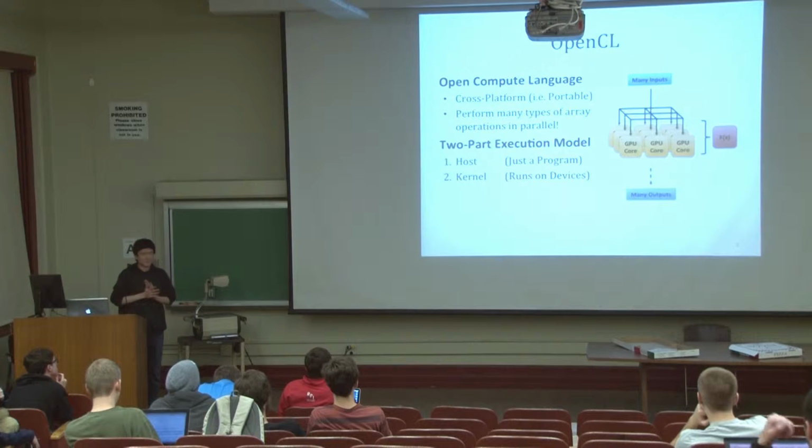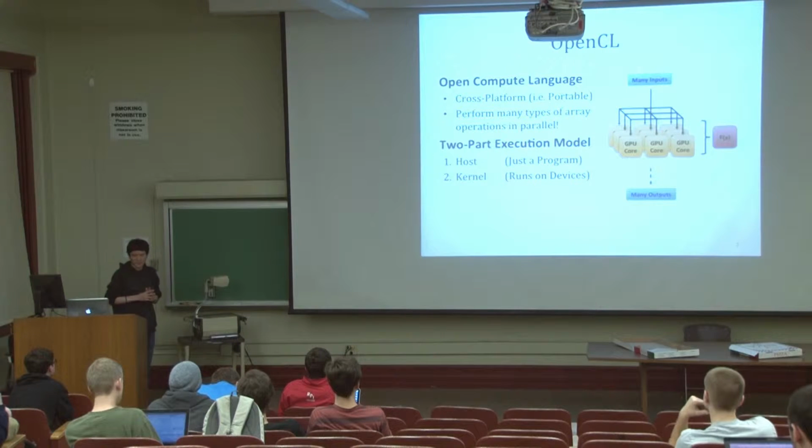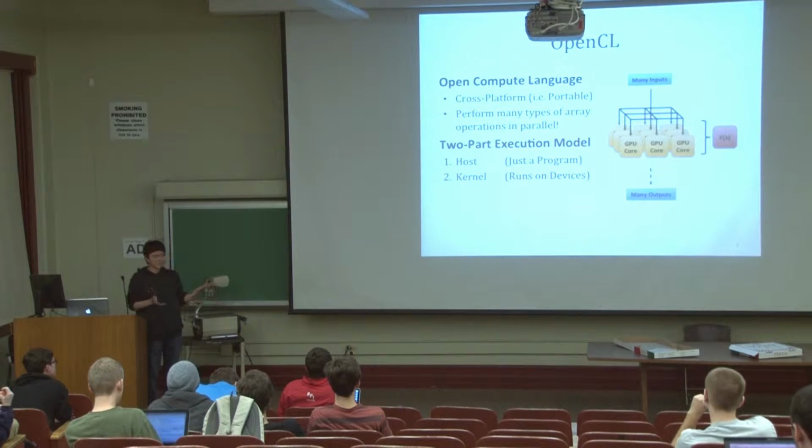Let's go into what OpenCL actually is. OpenCL, Open Compute Language, is a cross-platform open source sort of specification for writing parallel code. This is designed to run primarily on GPUs. You can also throw this on CPUs, supercomputers that are configured to run OpenCL code. And it has a two-part execution model: the host, which is just a program that runs on your computer, and the kernel, which is a separate program that runs on your device.